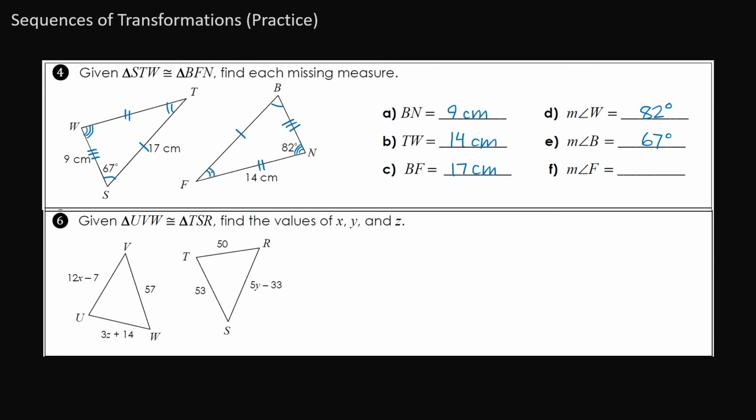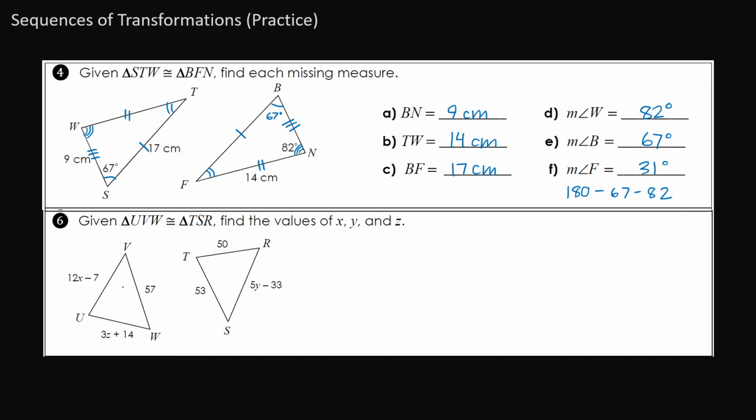And we're going to have to do a little extra addition, subtraction here. We know that angle B, let's say, is 67 degrees. And we know that angle N is 82 degrees. So to find angle F, we're going to go 180 minus 67 minus 82. And that's going to give us an angle measure of 31 degrees.